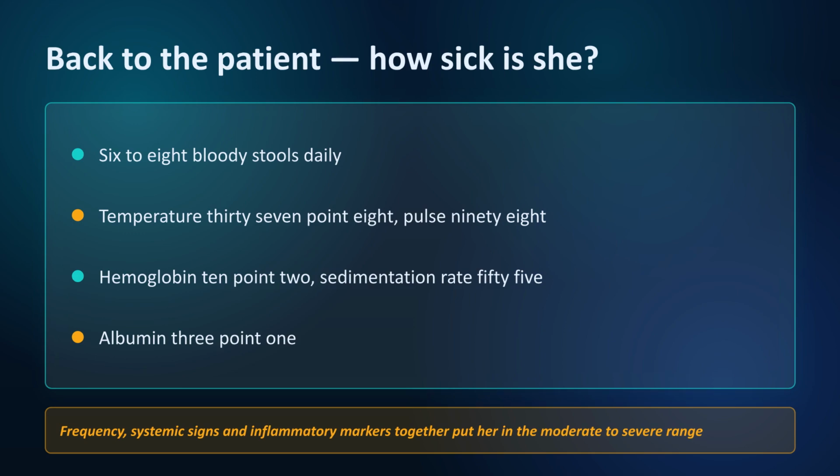So how sick is our patient? Run her through the bedside score. She has 6 to 8 bloody stools a day, which alone puts her out of the mild category. Her temperature is 37.8 and her pulse is 98, so she has systemic signs. Her hemoglobin is 10.2. She is anemic. Her sedimentation rate is 55, and her albumin is 3.1. Put the frequency, the systemic signs, and the inflammatory markers together, and she lands in the moderate to severe range. That matters, because it changes both urgency and therapy. And she has no features of toxic megacolon, no distension, and no severe systemic toxicity.